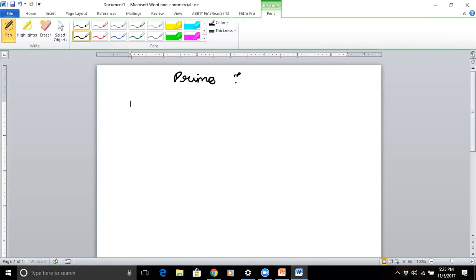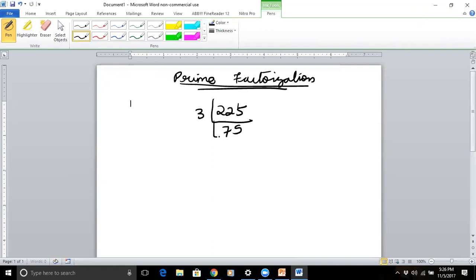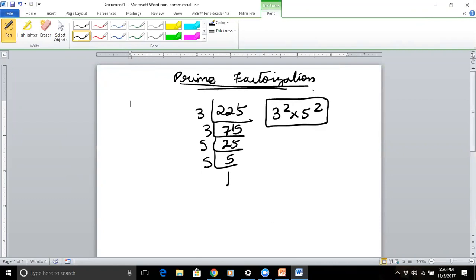Like I said, prime factorization is when you break down a number into a product of its primes. For example, if I take 225 and break it down, 3 7s are 21, 3 5s are 15, 3 2s are 6, 3 5s are 15, 5 5s are 25, and 5 1s are 5. So 225 can be written as 3 square into 5 square. Now this way of representation is called the prime factorization representation of a number.